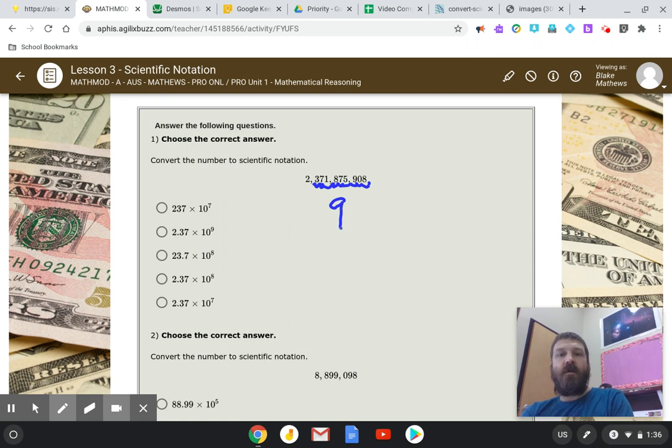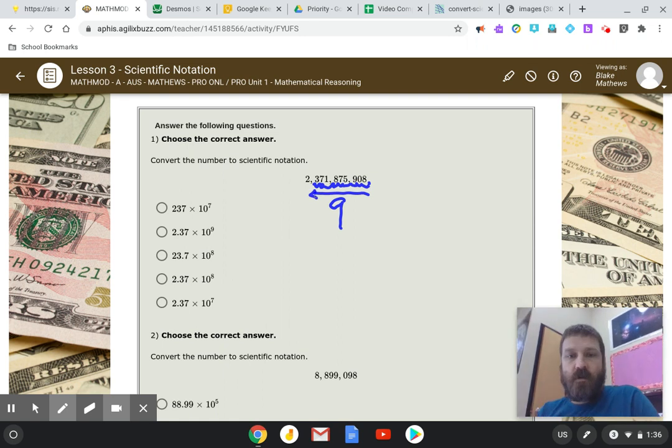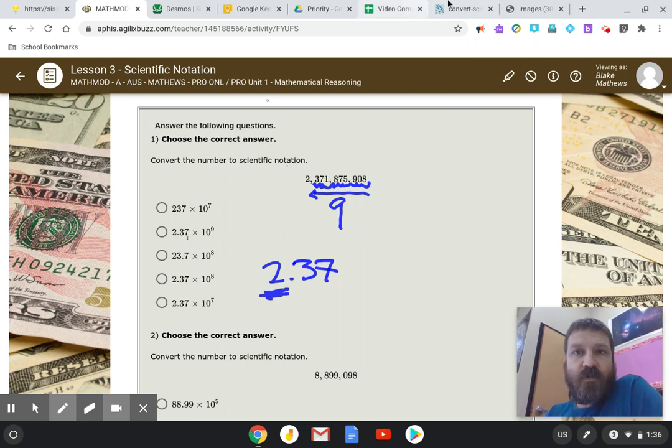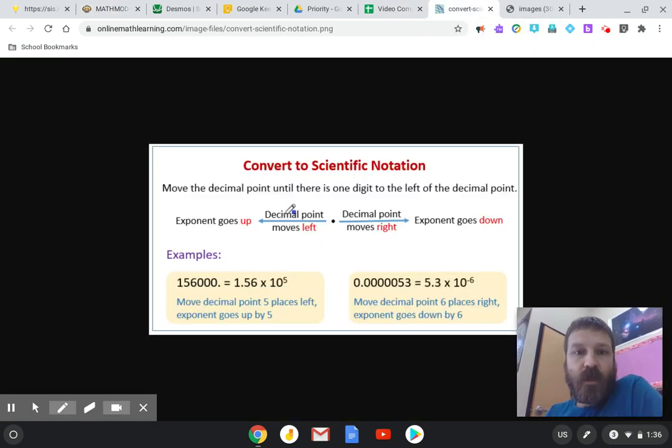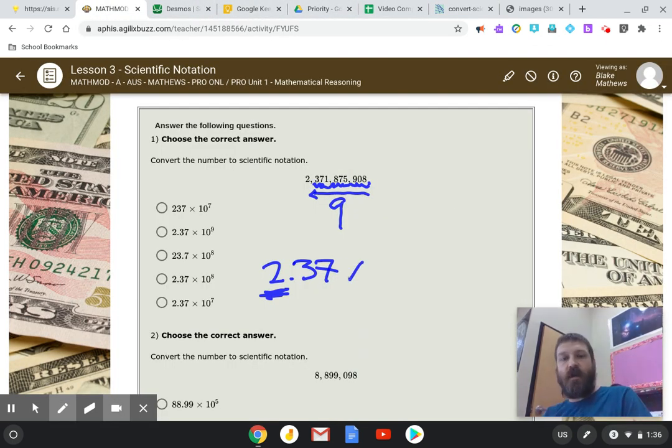So I move 9 to the left. That's something you need to know: you moved 9 spaces to the left and you end up with 2.37. Obviously, you can see here there's a bunch of different options. They all have 237, but we're always going to have just one number before the decimal. So 2.37 is going to be the first part of our answer. And then because we moved our decimal point to the left, the exponent is going to be positive. So it's going to be times 10 to the 9th.